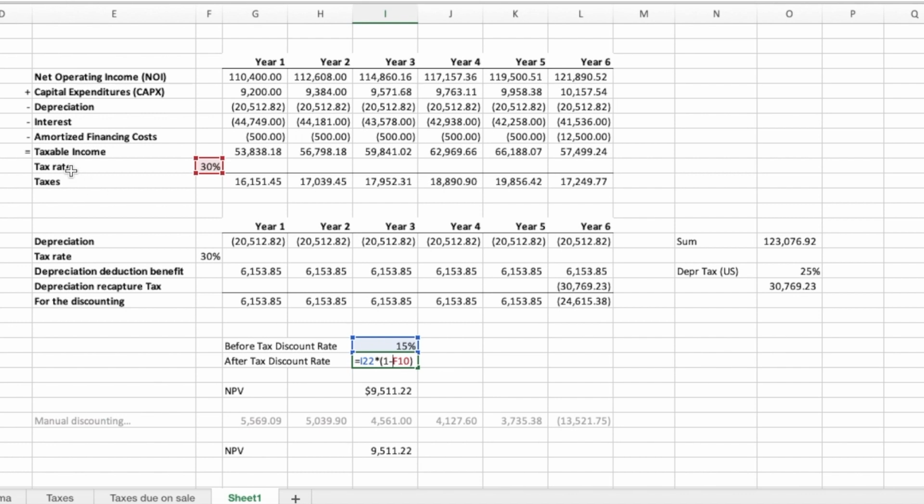So in this case, the before-tax discount rate we used in our previous videos was 15%. But to find the after-tax discount rate, we do 15% times 1 minus 30%. This gives an answer of 10.5%.